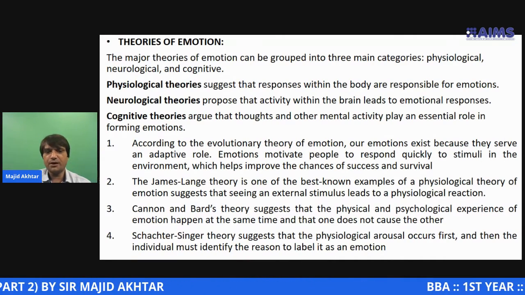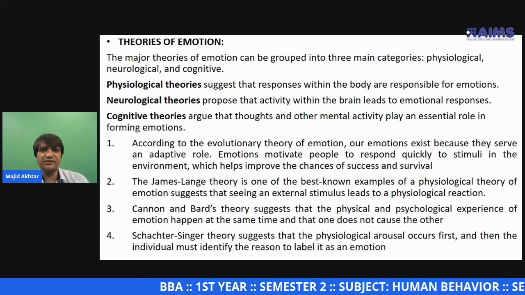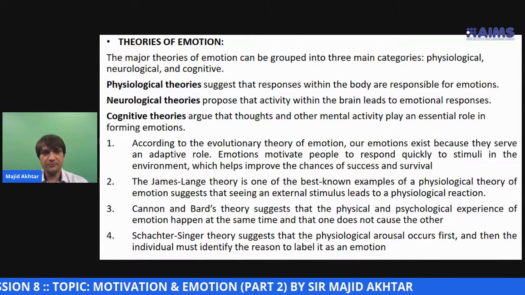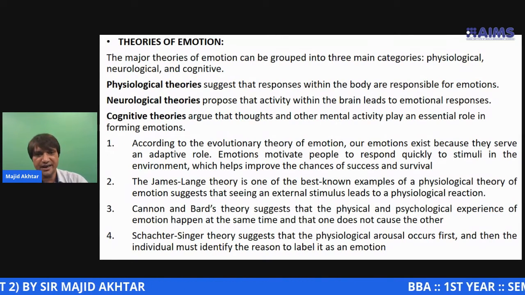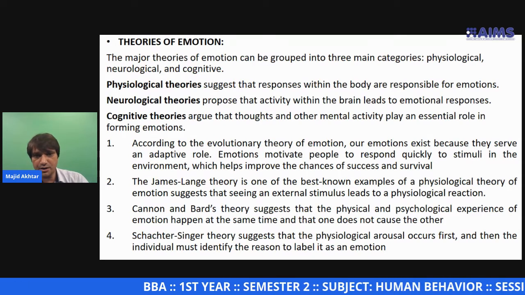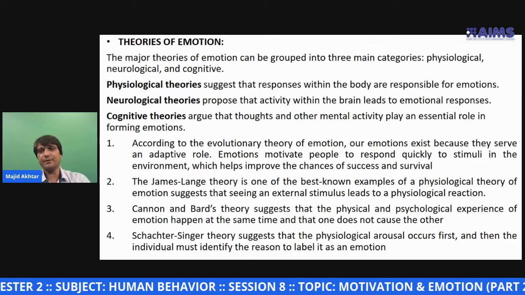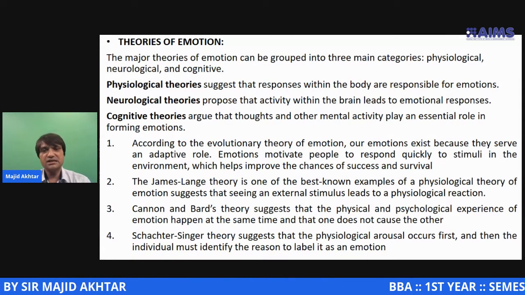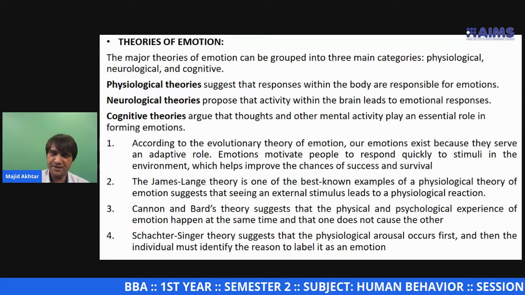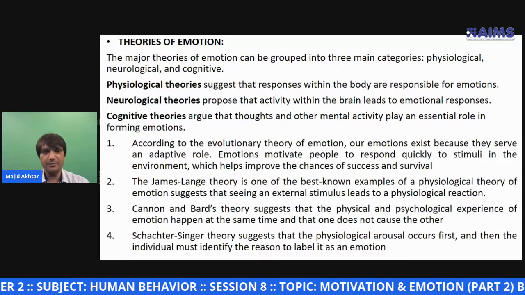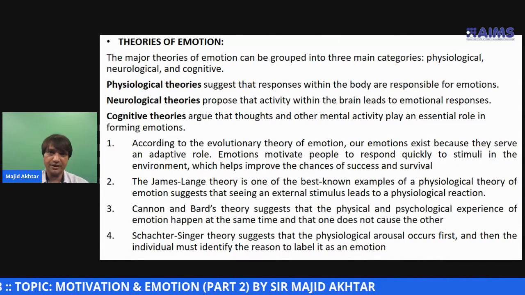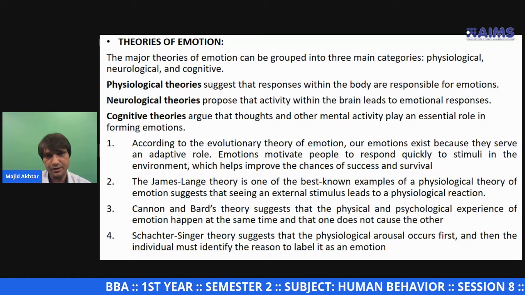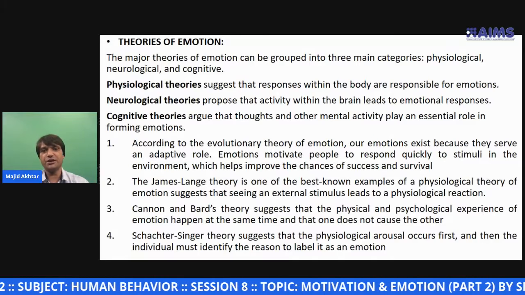The physiological theories suggest that responses within the body are responsible for emotions. The physiological part suggests that there are various physiological reasons why we act the way we act. Many times when we get hurt, there is a type of emotion which we get. The best example is when somebody gets punched by somebody, there is an immediate response. Sometimes people will get scared and run away. Certain people will get surprised, they will get shocked, and start thinking why this happened, what happened. But there are certain people who would be reactive in their approach.